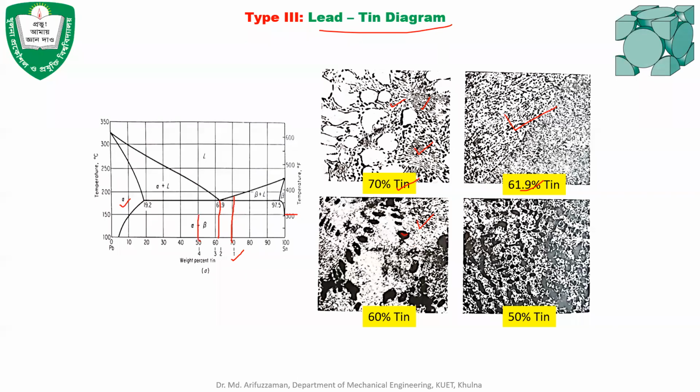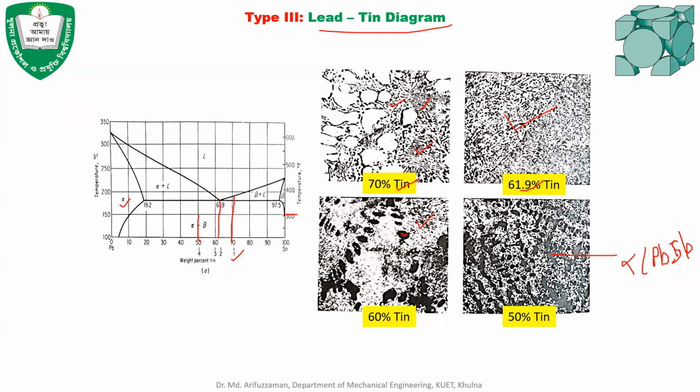And at 50%, there will be more crystals of alpha. It's not actually lead, it is the alpha, which contains a maximum amount of lead and a small amount of tin. Yes. Okay, so that's how the microstructural evolution occurs if you change the alloys.